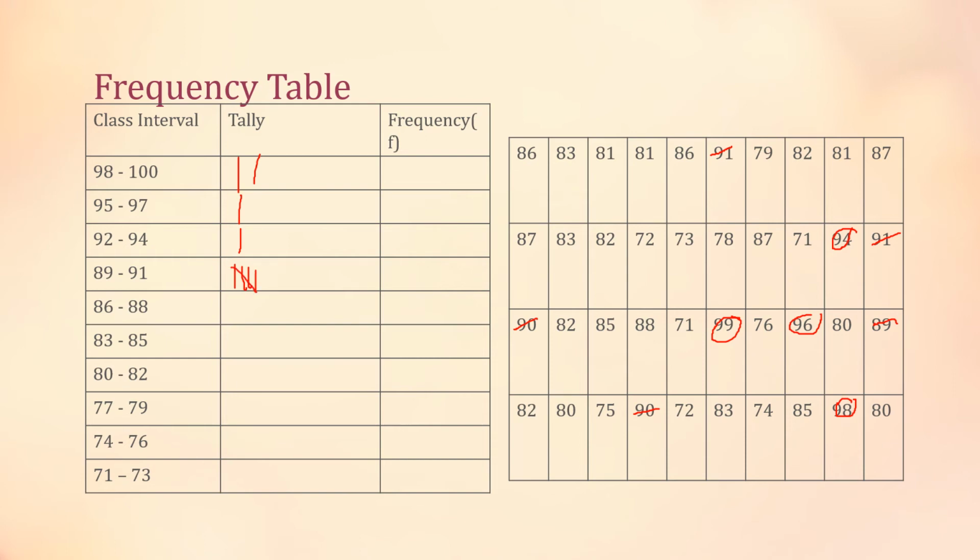86 to 88: 1, 2, 3, 4, 5, 6. 83 to 85: 1, 2, 3, 4, 5. So we have 5.